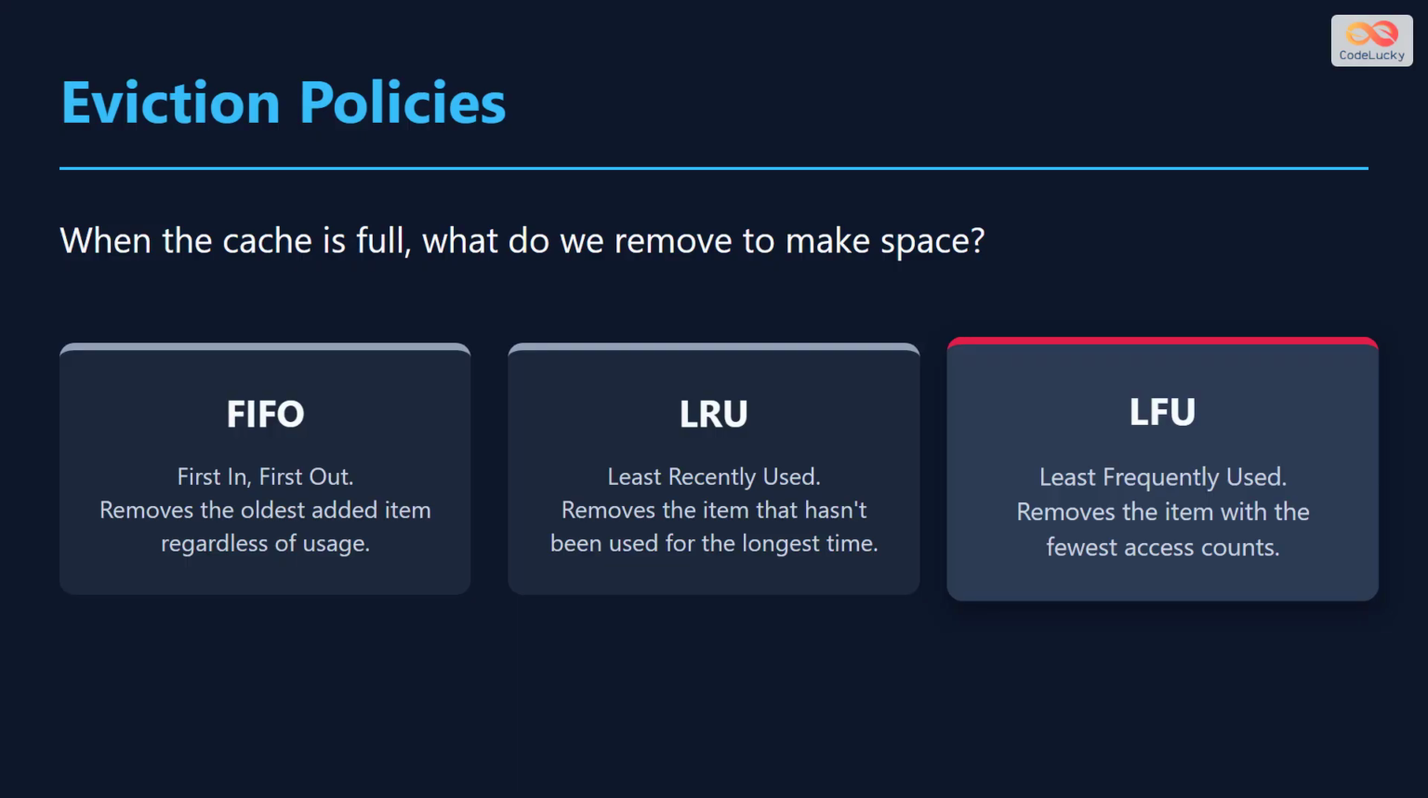When the cache is full and we need to add new data, something old must go. This is called eviction. You might know first in, first out, or LRU, which evicts the least recently used item. But today, we are focusing on LFU, which evicts items based on how often they are used.